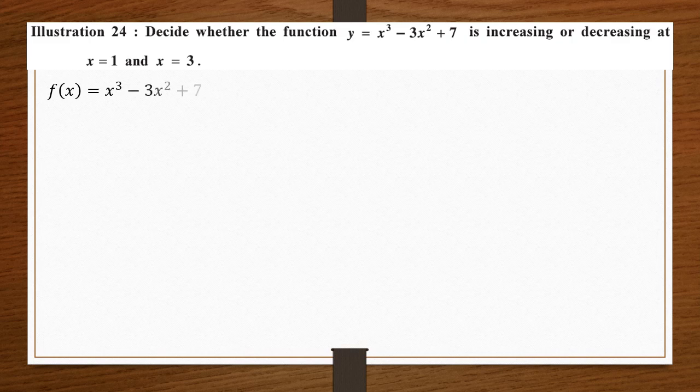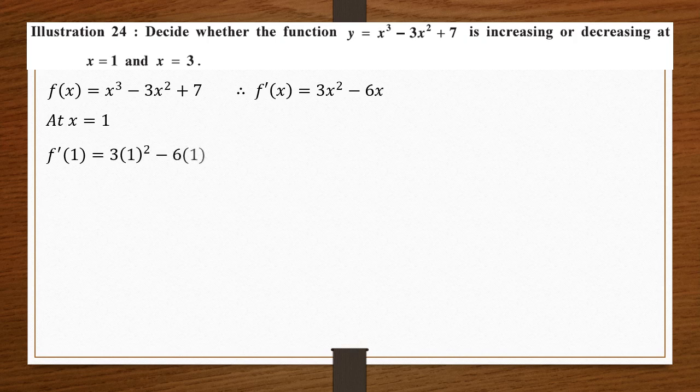So I will write down y is as good as f(x), so I am well comfortable with f(x), so I will use that: x cube minus 3x square plus 7. Now x cube, we know that its derivative will be 3x square. Now x square is 2x and into 3 is 6x, while 7 becomes 0. So my derivative will be 3x square minus 6x. Nothing difficult there.